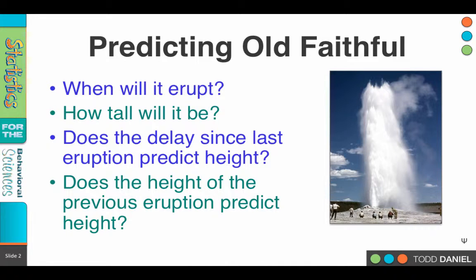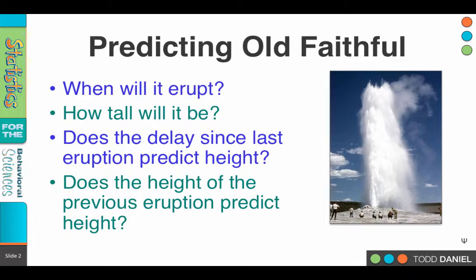But maybe we get really interested and we want to know about the relationship between those two variables. So we want to know, does the delay since the last eruption predict the height of the next eruption? And what would you think? If it's been a long time since the last eruption, we might think that the next one will be taller because the pressure has had more time to build up. Or maybe we want to know whether the height of the previous eruption predicts the height of the next eruption. If the last one was really tall, maybe the next one will be shorter.